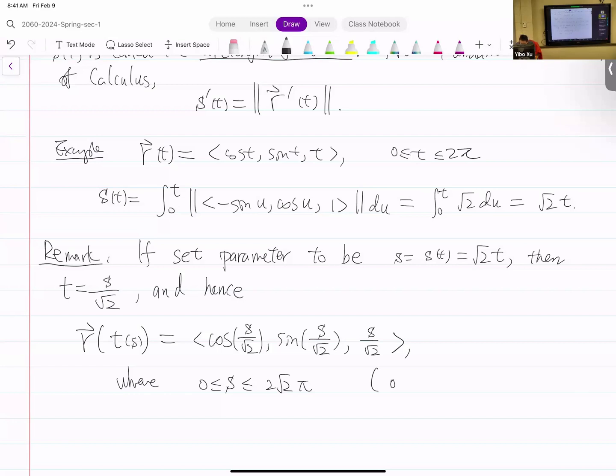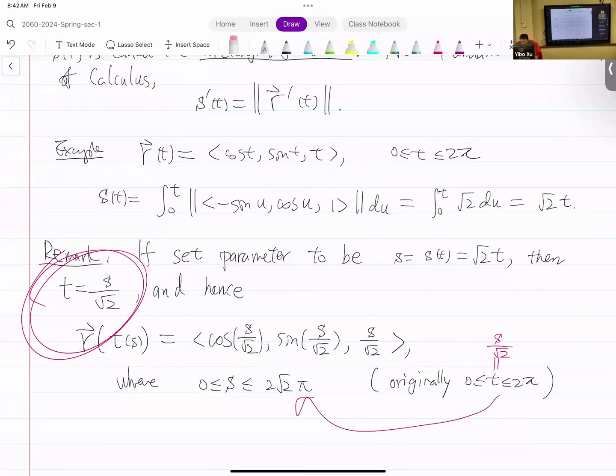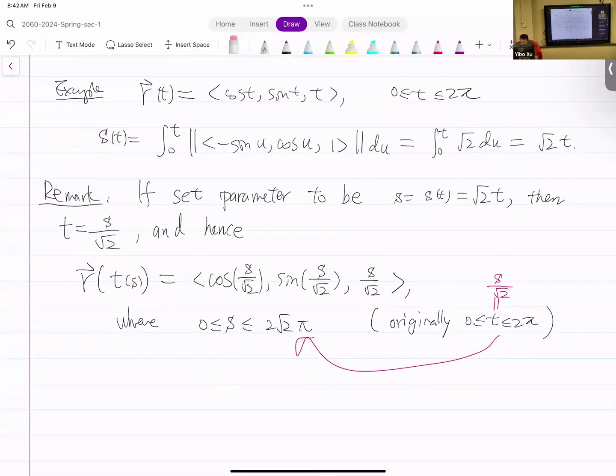And now, just recall that originally t used to be from 0 to 2 pi, right? And here, how do we get this interval? You can think about this as from 0 to the maximum arc length, of course. But at the same time, if you just want to start from scratch, you know t is s over square root 2 from here, okay? And then what you can do is you multiply every side by square root 2. That will give you the interval of s. Right? So that's another way to think about this.